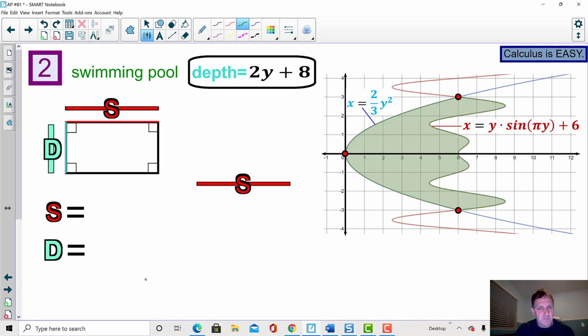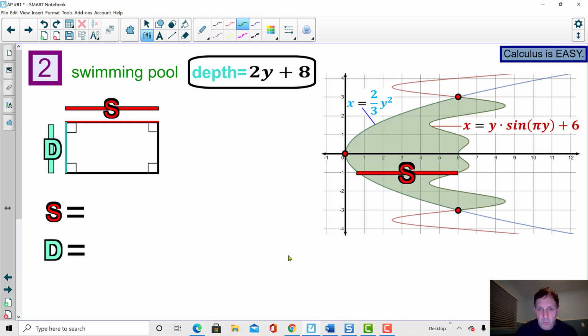So here's what it says. This is really weird. The example that we're looking at doesn't even tell you if the cross sections are perpendicular to the x-axis or perpendicular to the y-axis. The only thing it tells you is that we have a lake or a swimming pool. That's the shaded region. And it says that the depth is equal to 2y plus 8. Now what's important about that is the depth of the pond or the depth of the swimming pool depends on y. So let's look at an example.